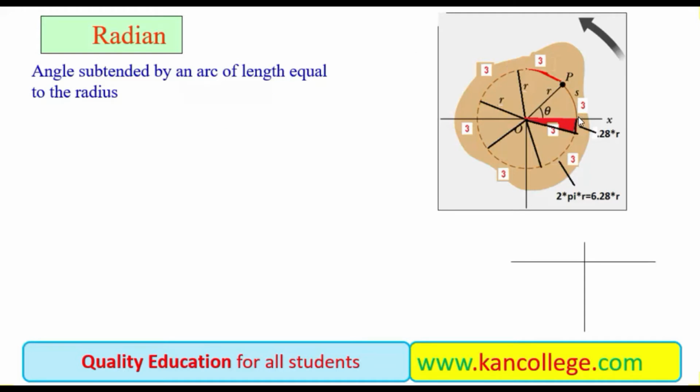For example, if we have an arc of 3 meters and the radius of the circle is also 3 meters, then the angle subtended by this arc, whose length is 3 meters and radius is 3 meters, is 1 radian. As we have defined, the angle subtended by an arc of length equal to the radius. If you observe this arc, it is also 3 meters and the radius is also 3 meters. So, the angle subtended by this arc will also be 1 radian.